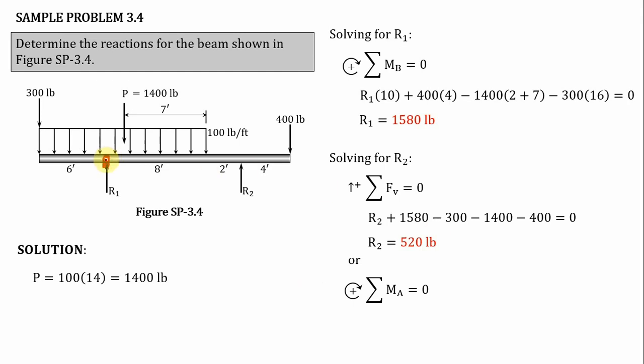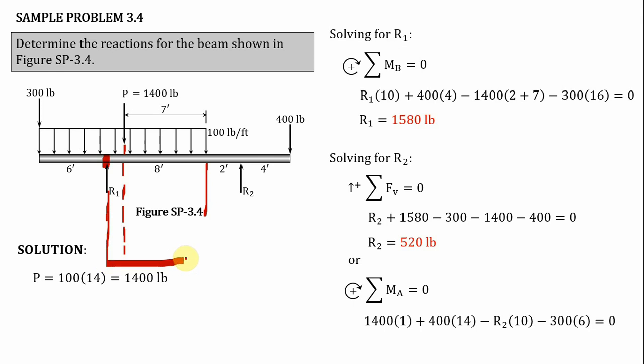We take moment here, class. This is our point A. Let me explain it one by one, class. I will start with the 1,400 pounds. This is its line of action. This length is equivalent to 8 feet, and this length is equivalent to 7 feet. So therefore, the moment arm of the 1,400 pound force is 8 minus 7, that is equivalent to 1 foot.